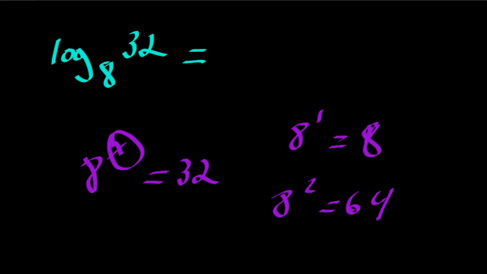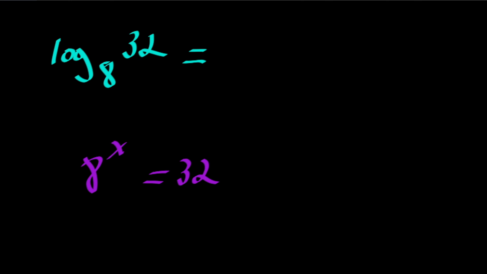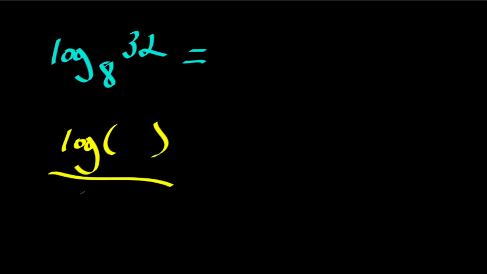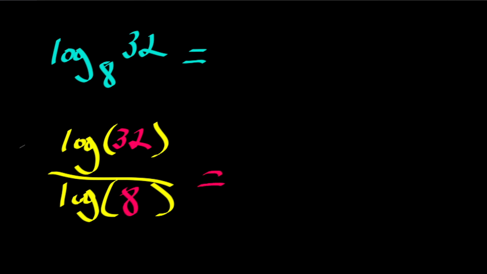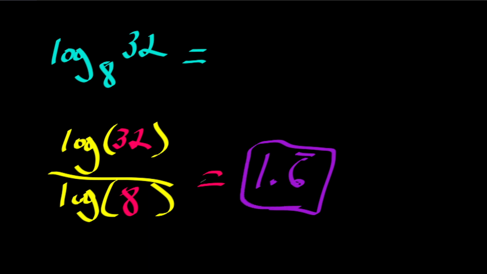So instead of doing all that, what we can do is use the change of base formula. So we can say log of a over log of b. And then your job is to figure out what a and b is. So a is going to be 32, and then b is going to be 8. And let's see, when we plug that into the calculator, you should end up with 1.6 repeating. Once again, if you would have asked me to guess an exponent, I probably wouldn't have said 1.6 repeating, and I doubt you would have either.